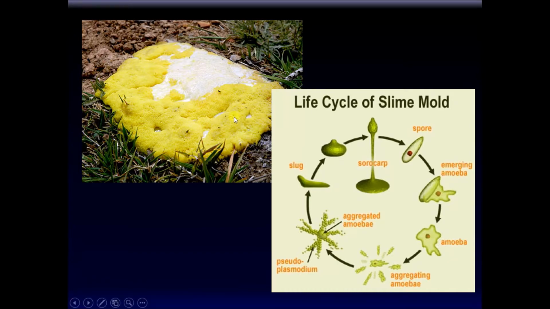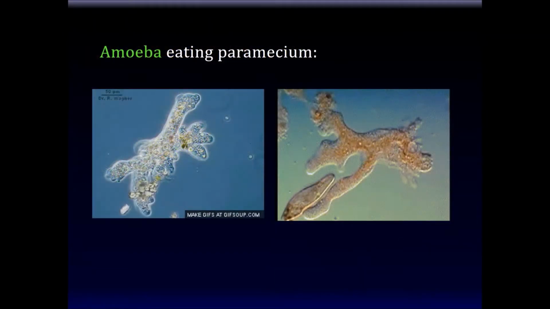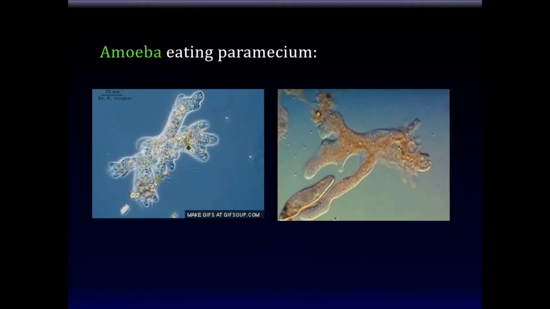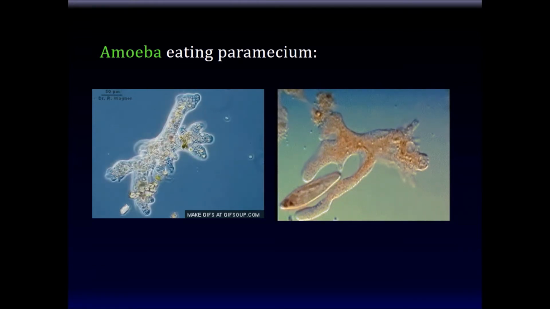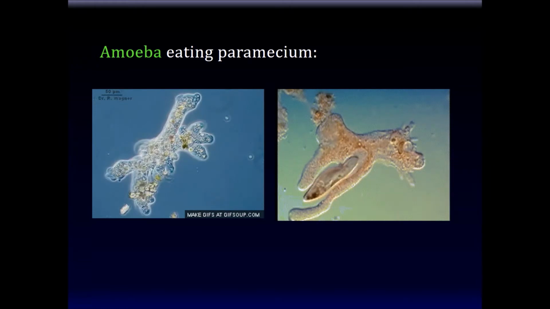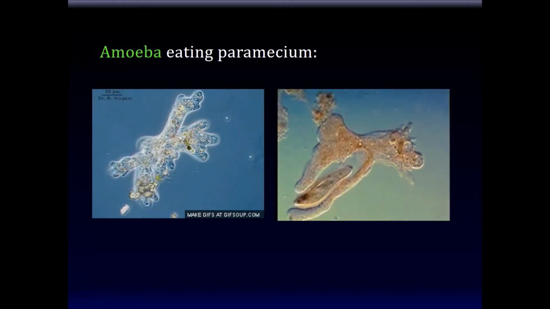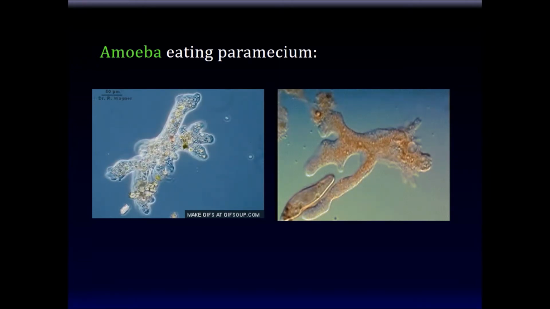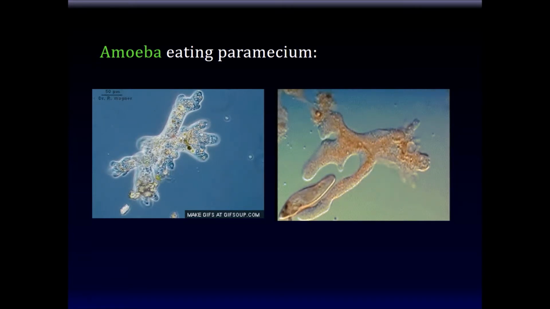Now, look at this. At some point in its life, this is what it is. It's an amoeba. This is like thousands of amoebas together. Big amoeba party. What's an amoeba, you say? Well, an amoeba is a protist. Here's an amoeba on the right side trying to eat a what? A paramecium. Right? So amoebas are very peculiar things.